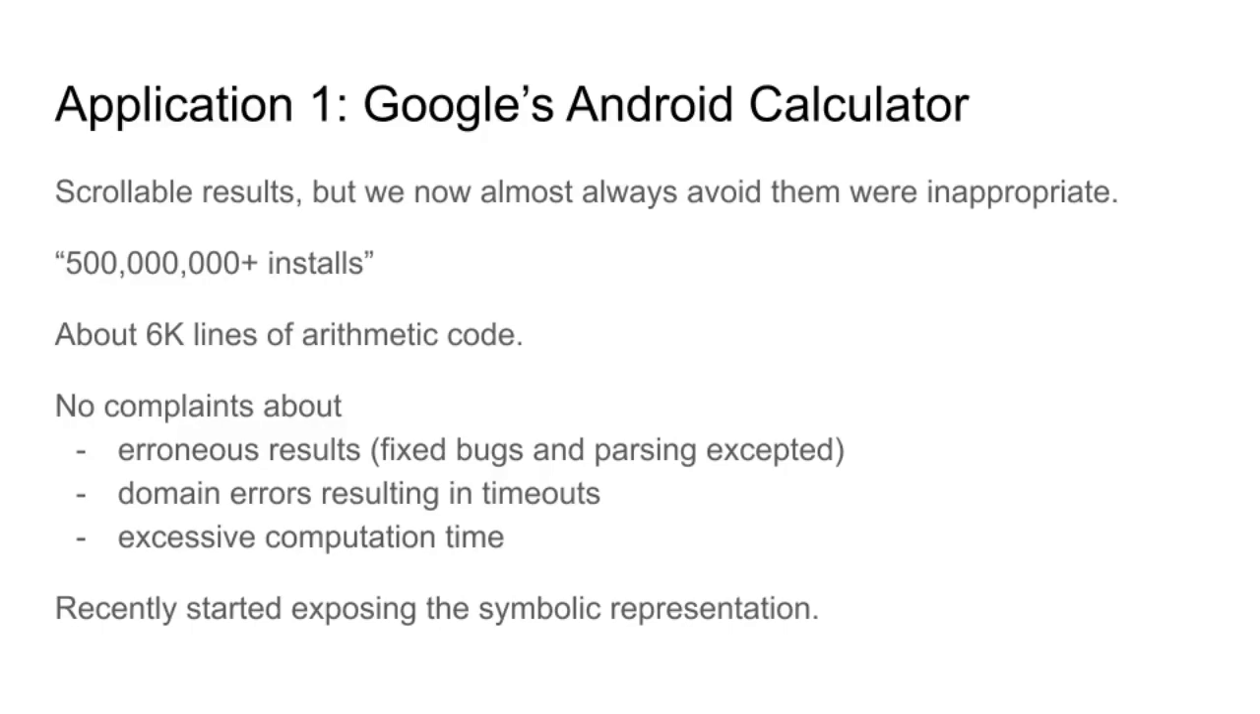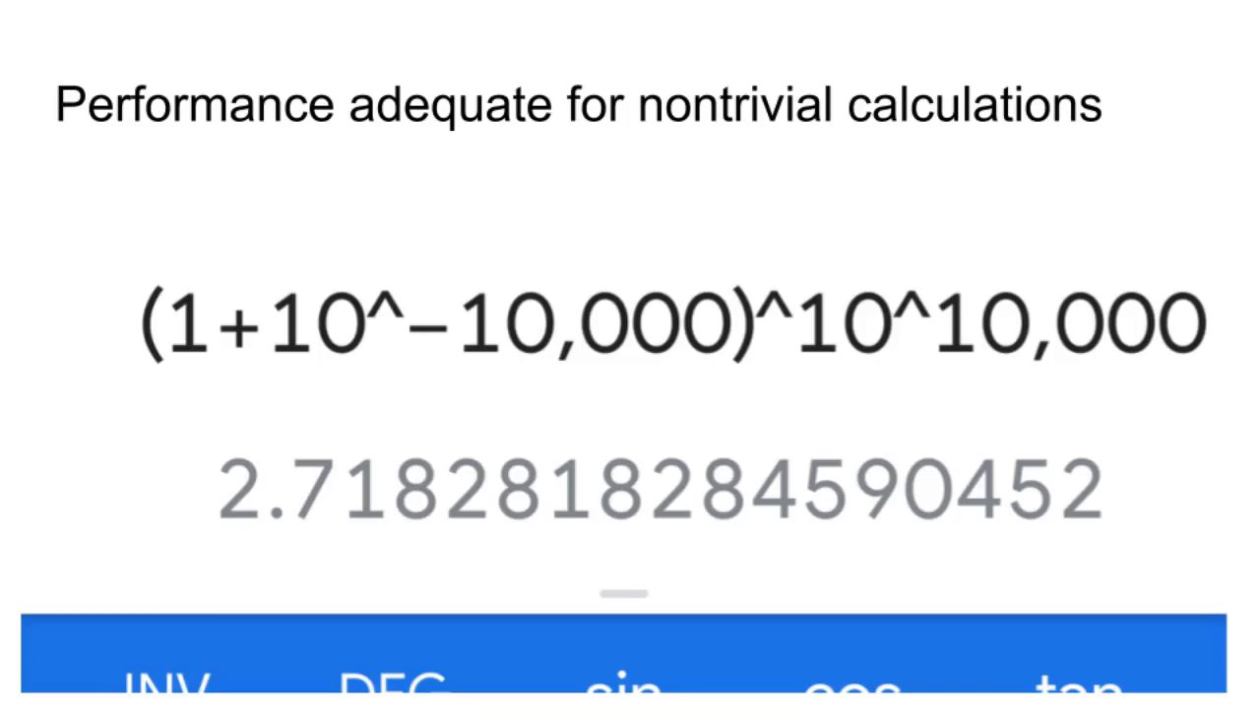It turns out the symbolic representation actually is potentially quite useful to the user as well, and we recently started exposing that in the UI. The performance is entirely adequate for normal calculations. In fact, some things that you would expect to be rather expensive are quite manageable. So for example, if we go back to 1 plus 1 over n to the nth power, we can evaluate that for n equals 10 to the 10,000th in under a couple of seconds or so, so there's not really a very noticeable delay.